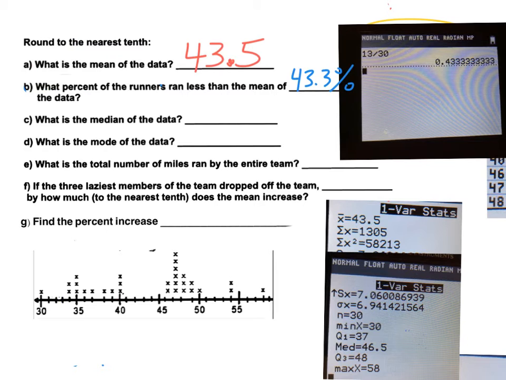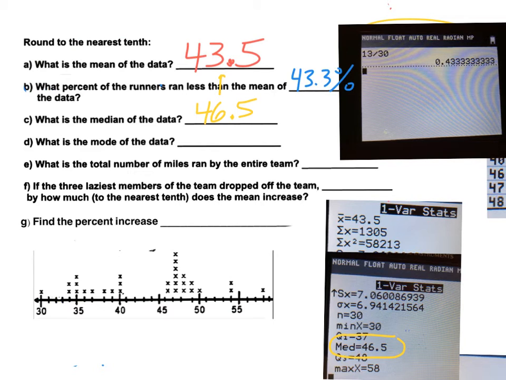Letter C asks, what is the median for the data? In this case, my one variable stat test told me the median was 46.5. So the middle value is 46.5, but the average was less than that, at 43.5. We're going to learn what to make of it when the average is less than the median.